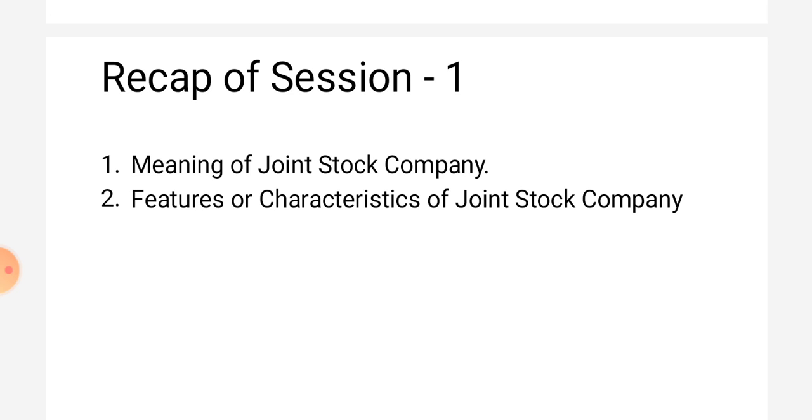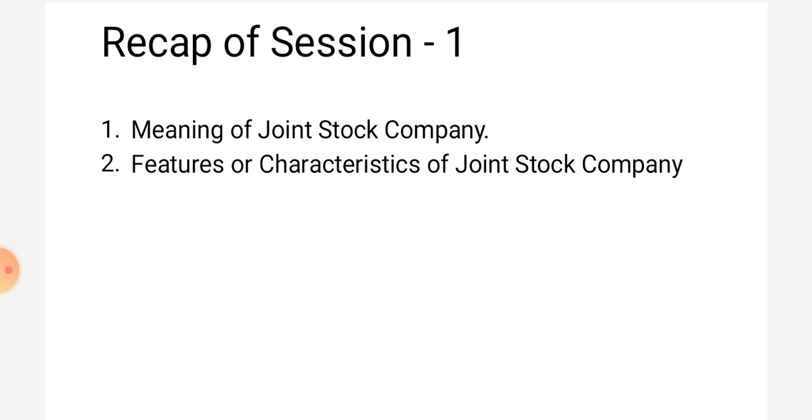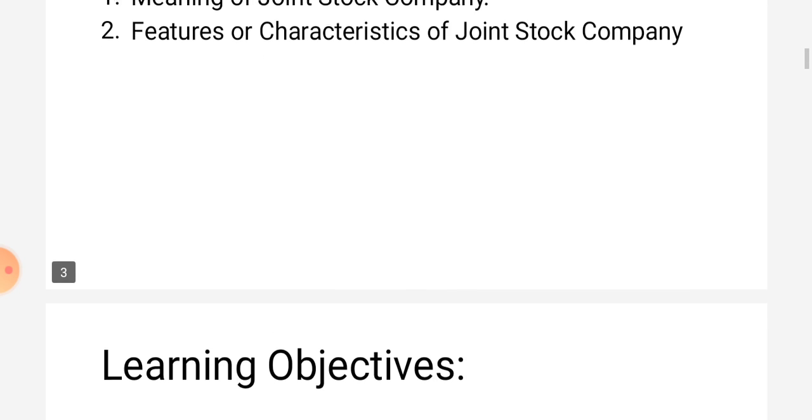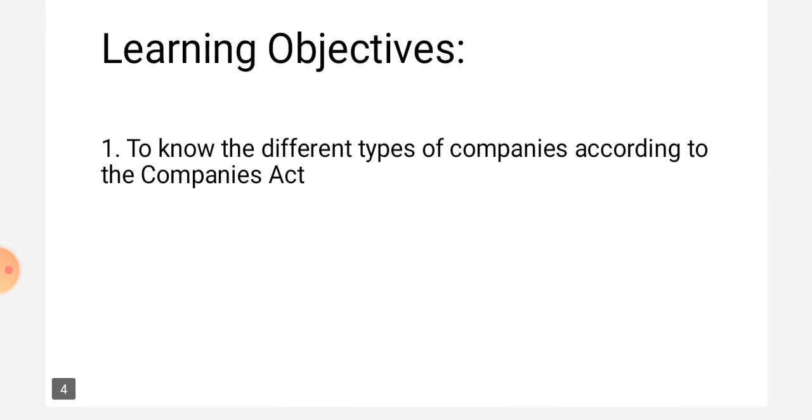So in session 1 we have studied the meaning of joint stock company and features or characteristics of joint stock company. And today's learning objective, that is only one, is to know the different types of companies according to the Companies Act. We have to understand what are the different types or kinds of companies according to the Indian Companies Act.